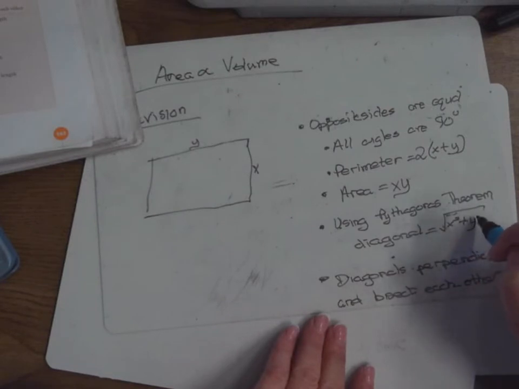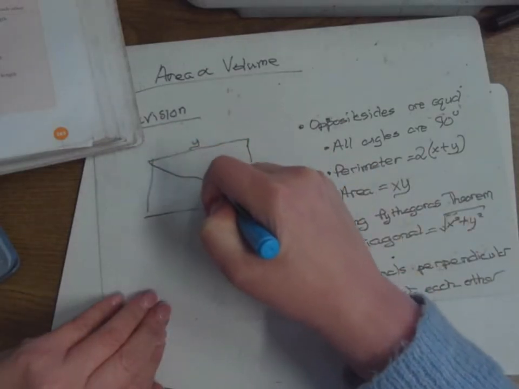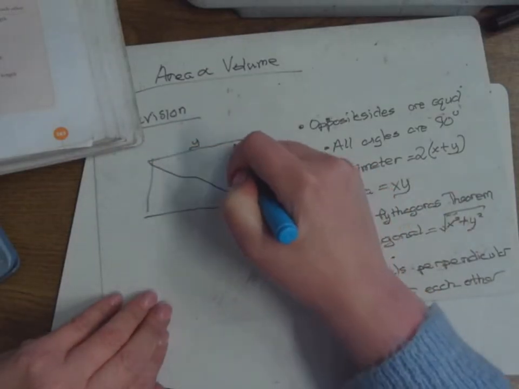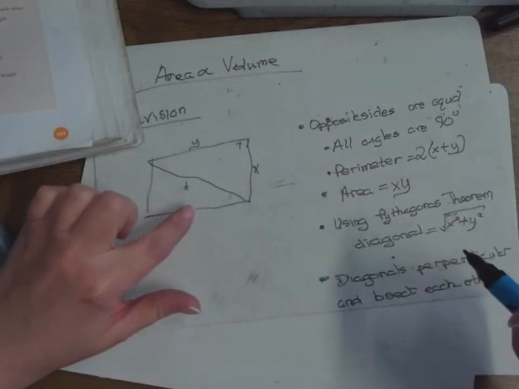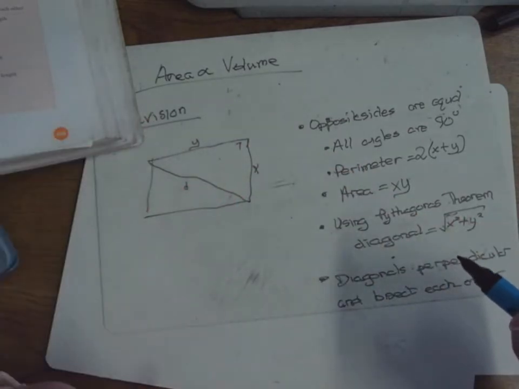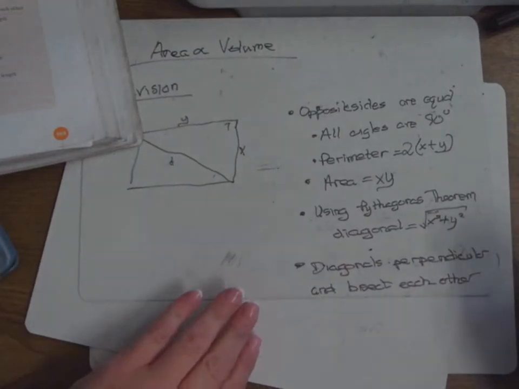Again, you don't need to remember that, you just need to know that you're able to apply Pythagoras' theorem. So, as in the diagonal there, d squared equals x squared plus y squared, so that means d is equal to the square root of x squared plus y squared.